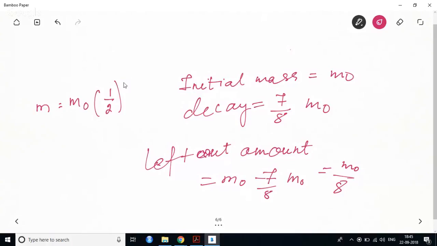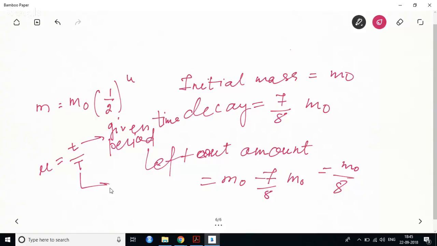mu, where mu is equal to t divided by T. What is small t? It is the given time period. And what is capital T? It is the half-life period.